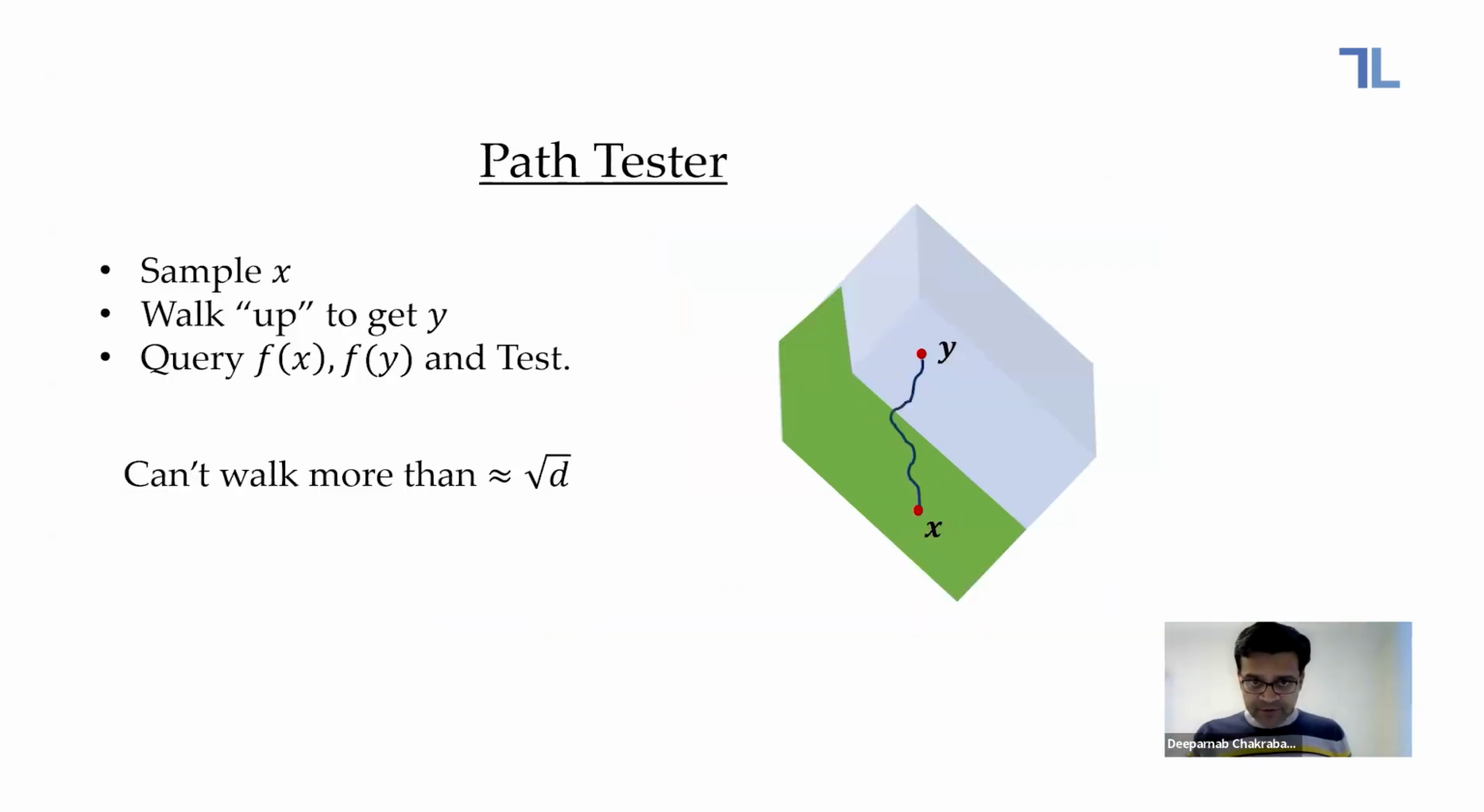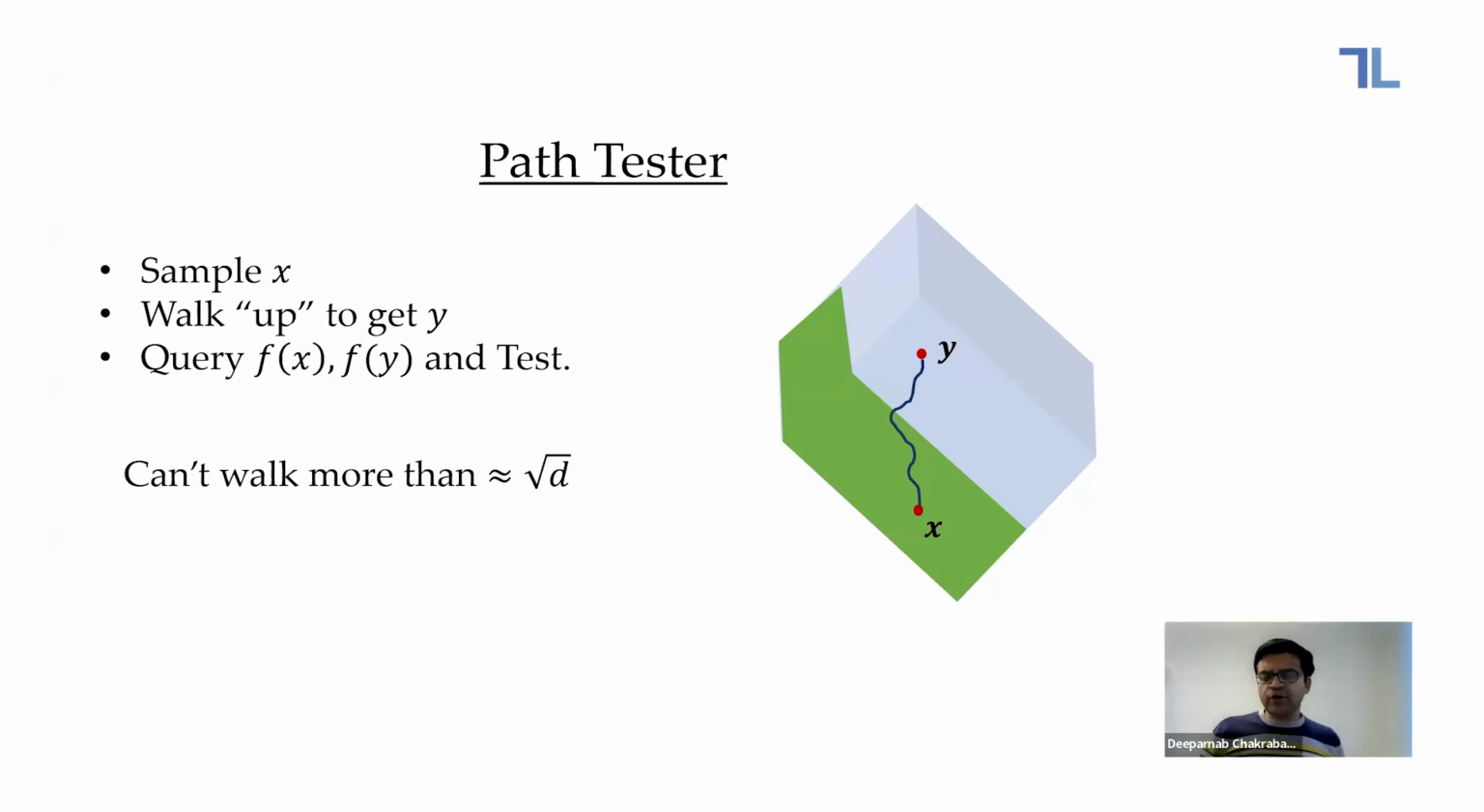In particular, we talked about this path tester, which goes as follows. You pick a point x at random, and then you walk up the hypercube, which means I flip some zeros of x to 1s to get a point y, and I query these two points. These are comparable points. If f(x) is 1 and f(y) is 0, then I should reject.